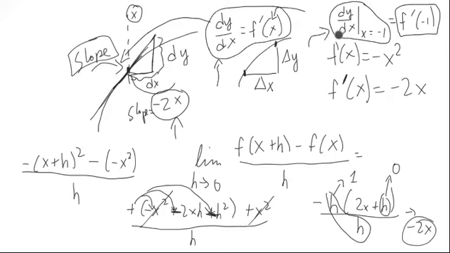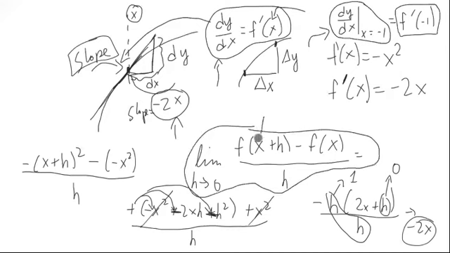Nonetheless, we have this idea of a derivative function. And we actually can think of it as being a limit right here of rise over run, where x is arbitrary, and we actually get it.